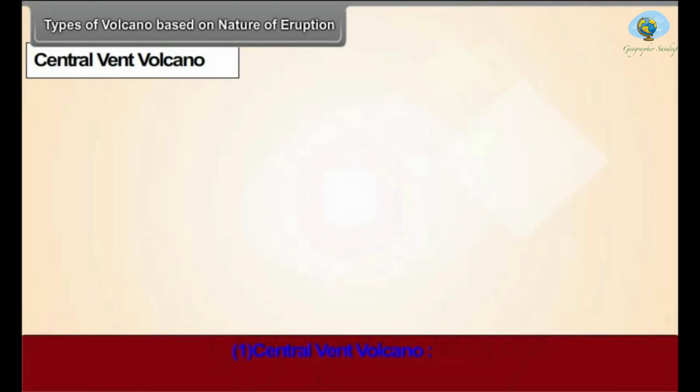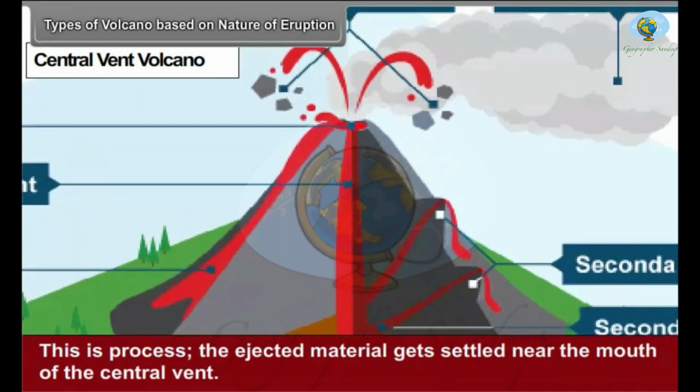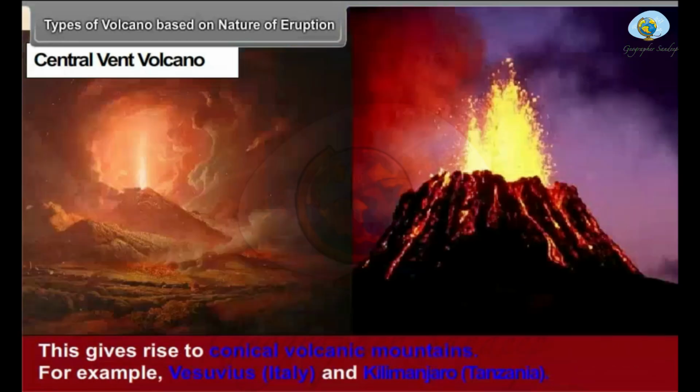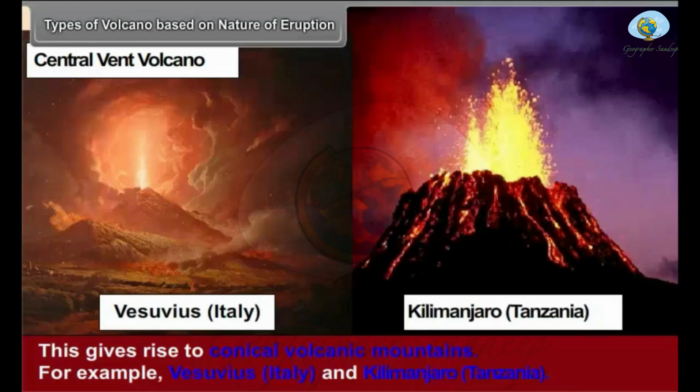Central vent volcano. If lava is released through a vent, a pipe-like opening, it is called a central vent volcano. In this process, the ejected material gets settled near the mouth of the central vent. This gives rise to conical volcanic mountains. For example, Vesuvius, Italy, and Kilimanjaro, Tanzania.